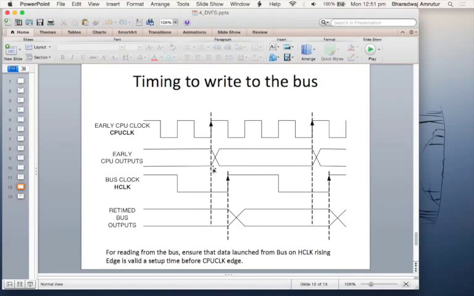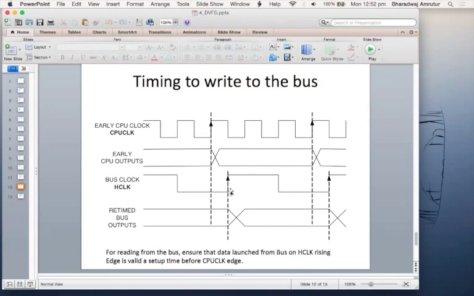So your CPU clock comes earlier, and here we are looking at timing to write into the bus. Your CPU clock puts data, and then your bus clock picks up that data. As a designer of the clock tree, you have to ensure that there is enough separation between the CPU clock and the edge clock, so that you don't violate the setup requirements of this register which is being triggered by the edge clock. If you can guarantee that, then this will work properly.